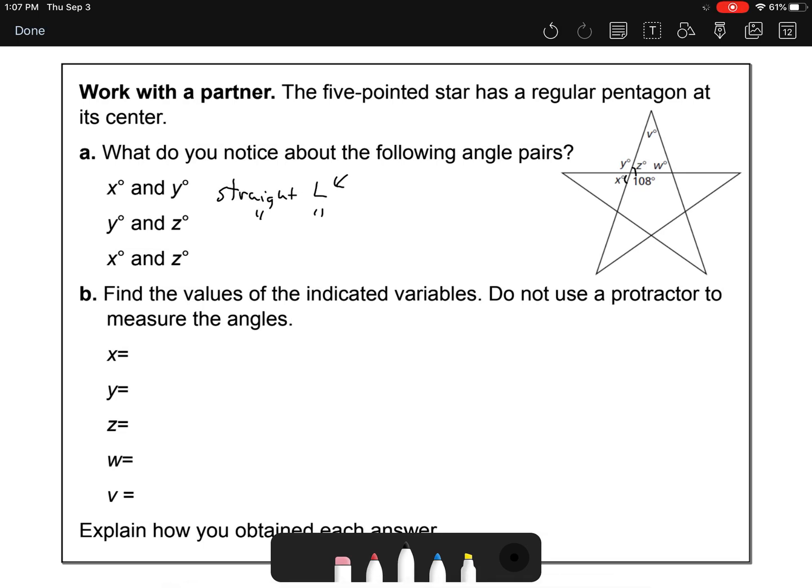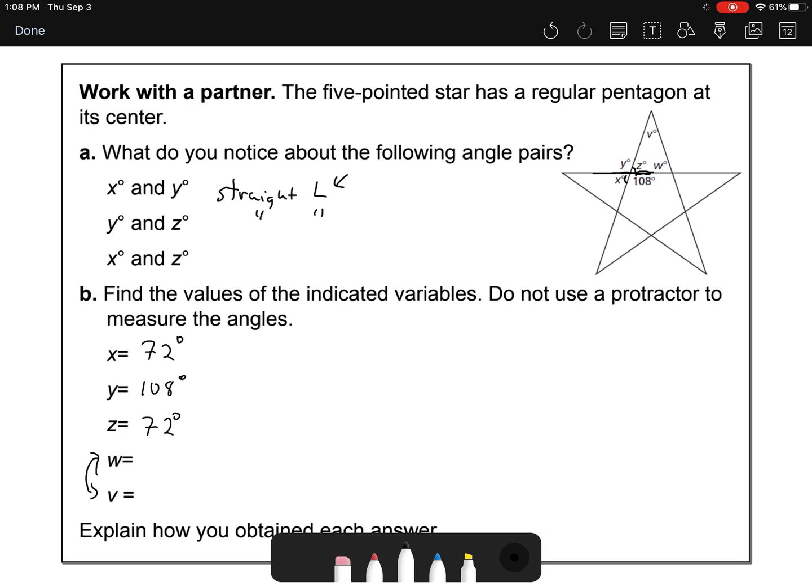Do you know that we can find every one of these angles without using a protractor? So let's start. How do you find X? Well, doesn't that make a straight angle with 108? Well, that's 180, isn't it? So 180 subtracted 108 is 72. Well, what does that make Y then? Right, 108. What does that make Z then? 72.